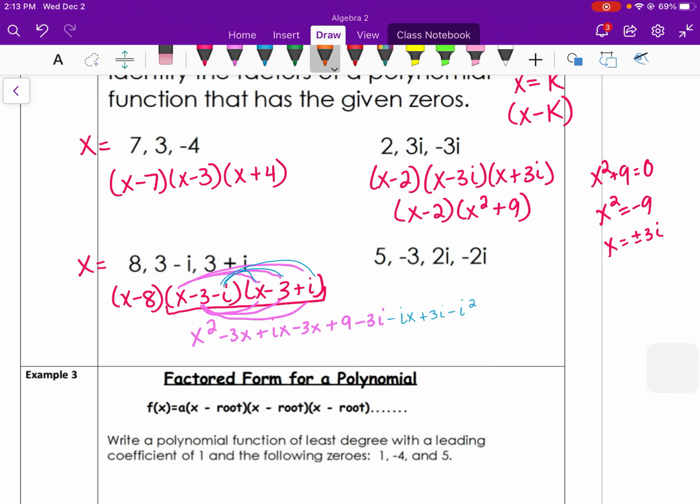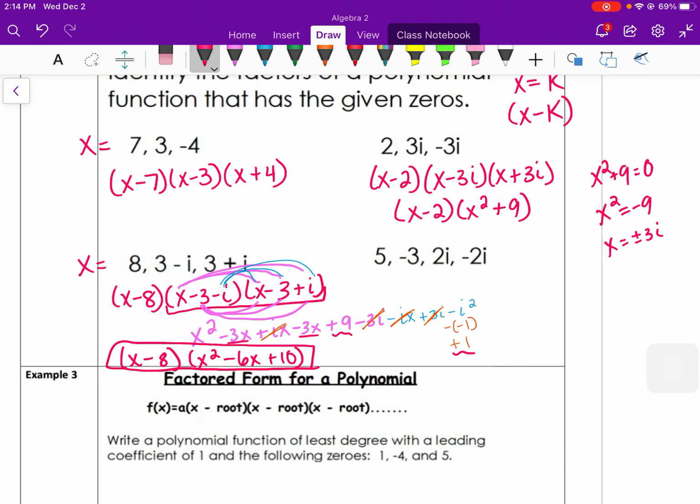Now, a few of these things are going to cancel. A positive ix and a negative ix equal 0. And then a negative 3i and a positive 3i equal 0. And i squared is negative 1, so here we have a negative, negative 1, so it's going to be plus 1 at the end. Then combining our like terms, we'd have x squared, then negative 3x is negative 6x, and then 9 plus 1 is 10. And then it'd be x minus 8. So that'd be the factors there.